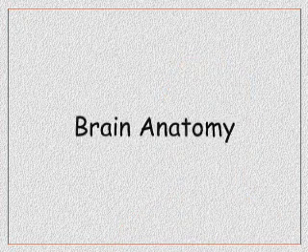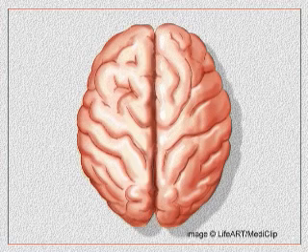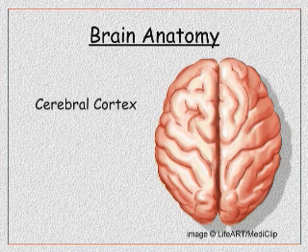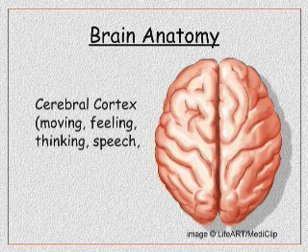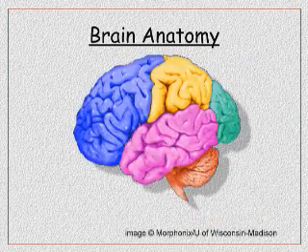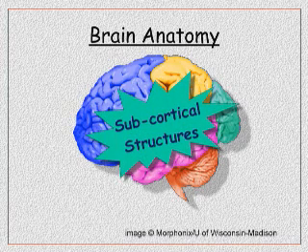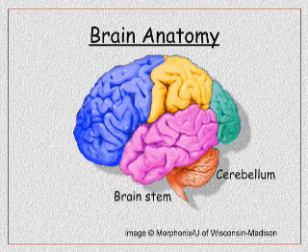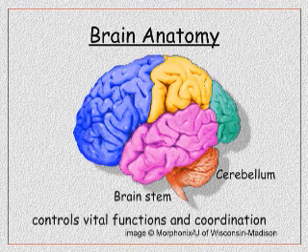Let's talk about brain anatomy. Essentially, the brain is divided into two hemispheres, a left and a right. The cerebral cortex is the outer layer of the brain, and it's responsible for many complex functions such as moving, feeling, thinking, speech, vision, and other complex tasks. Subcortical structures, deeper down in the brain, control many functions that are outside of our conscious control, for example, temperature regulation. The brainstem and cerebellum control a lot of vital functions in coordination.